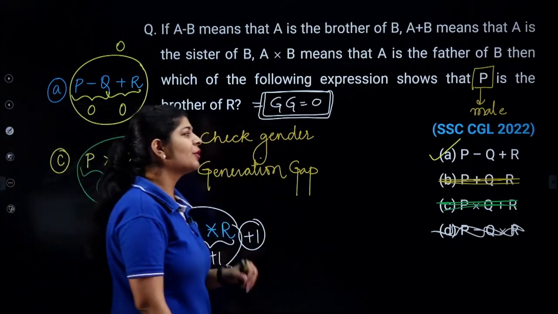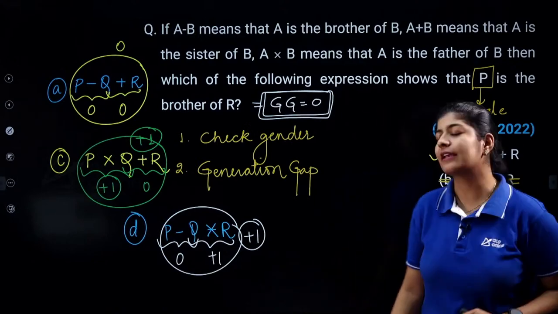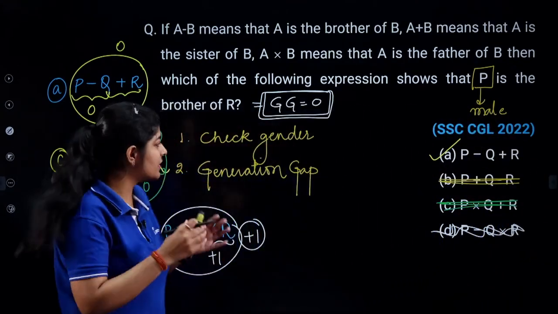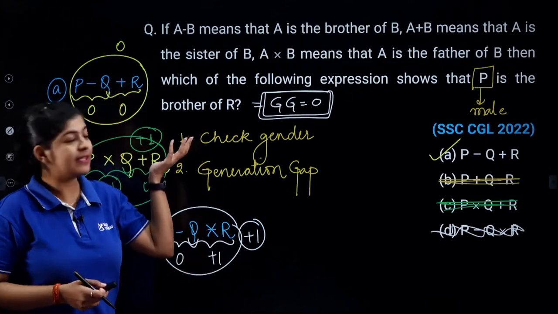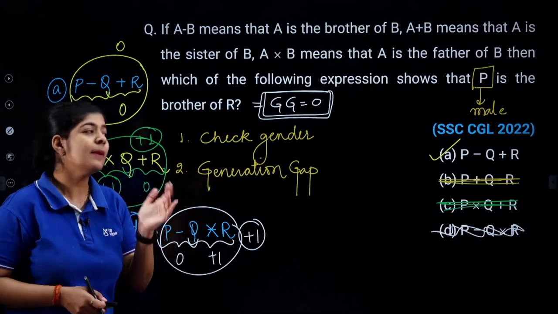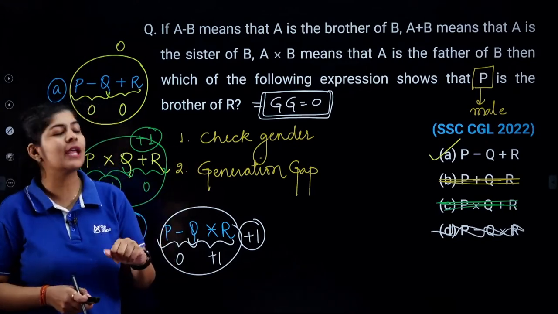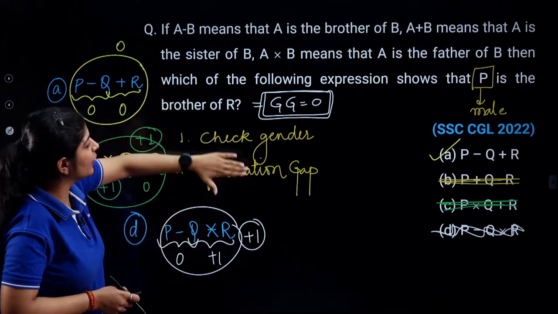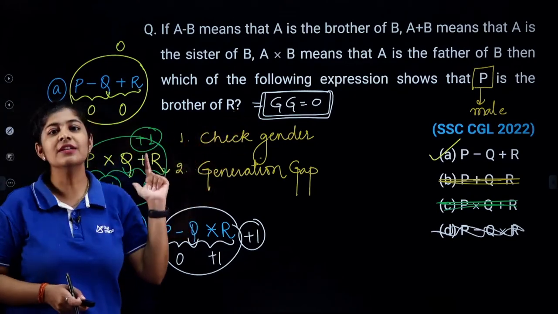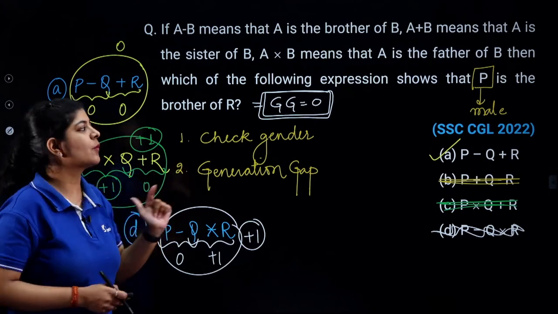There is no need to draw the diagram again and again. If it is required, where you are having two options which have 0 as a total generation gap, at that time only you need to draw the diagram. Apart from that, you can save your time by following these two steps. The first one is check the gender and the second one is check the generation gap. Is it clear? Okay, next one.